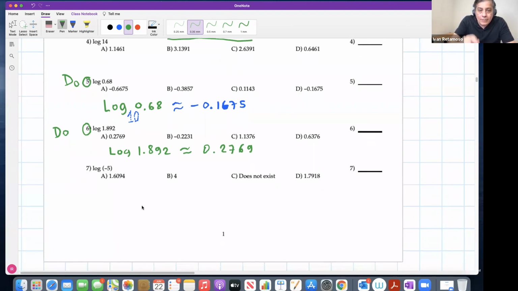Okay, great. Now, to emphasize that fact, that the input has to be positive, what would be your answer if they ask you this question, this tricky question, right? Log of this number. What do you think it should be, which choice are you going to take there?